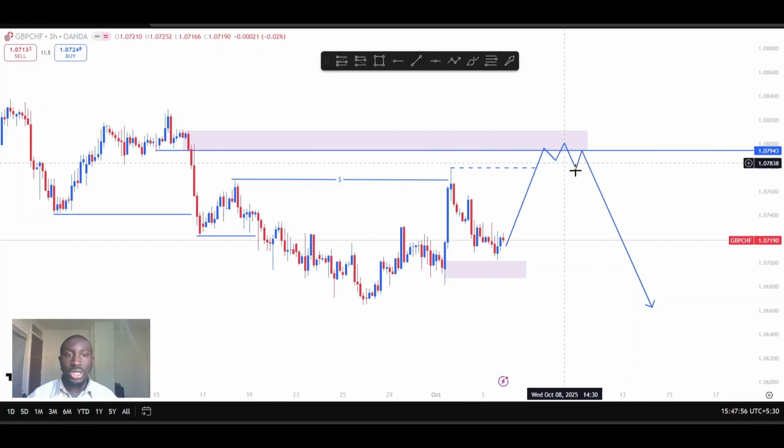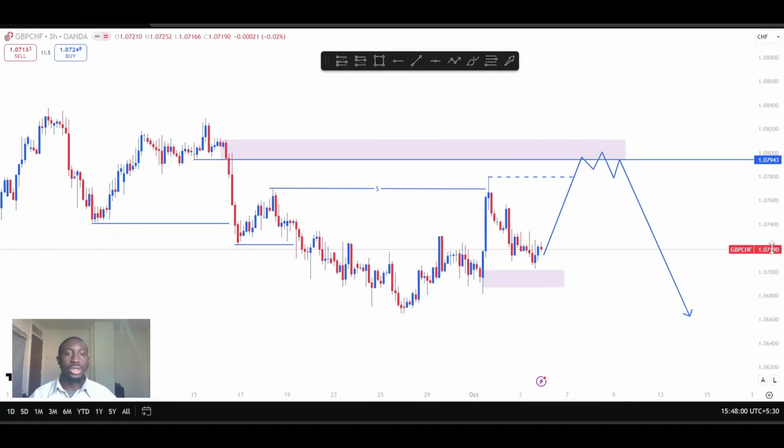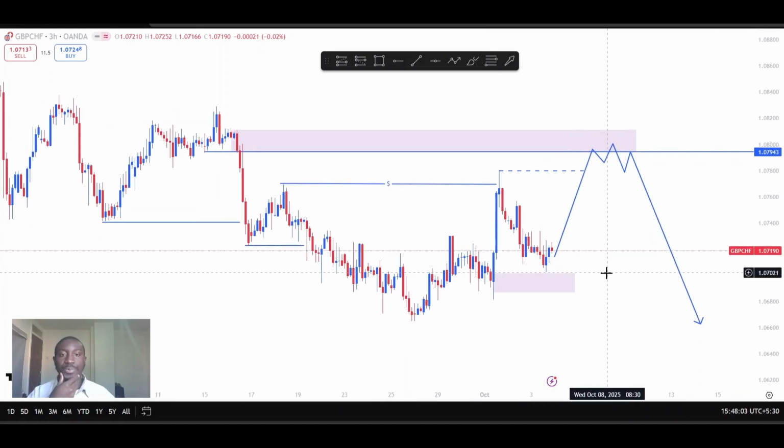I want to sell from this area. This is what I want to trade. And I'm not trading this buy. This is what I want to trade. So it is what it is.